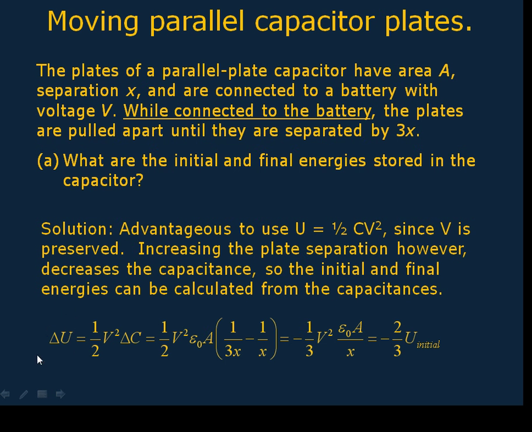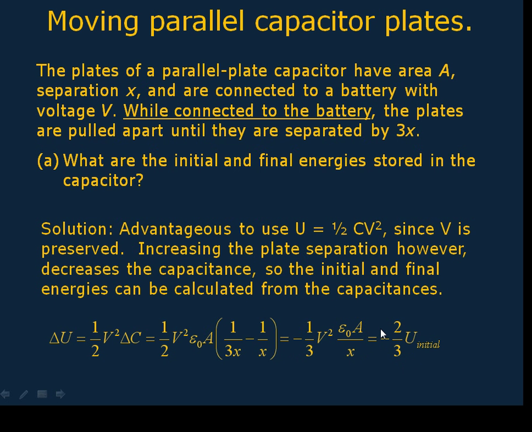This is the change in the energy stored in the capacitor: half, V remains constant, times the change in the capacitance, and area remains constant. The only thing that changes is the distance. So the final distance is 3x, so it's 1 over 3x minus 1 over the initial distance. So that's the energy change, which turns out to be minus 2/3 of the initial energy.